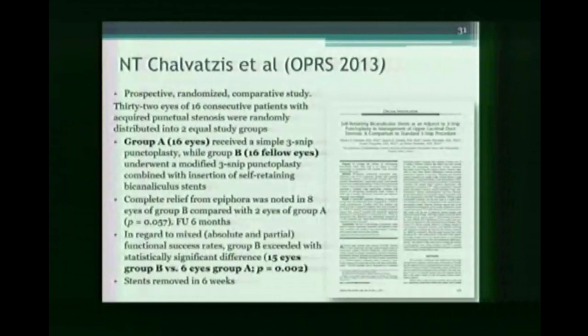So another study came from Greece, published in 2013. This one was a bit interesting. It was a prospective study. They recruited 32 eyes of 16 patients. In group A, they did a simple rectangular 3-snip procedure, and the fellow eye was used as a control, in which they did a combined punctoplasty with insertion of the self-retaining bicanalicular stent. They followed the patients for 6 months.